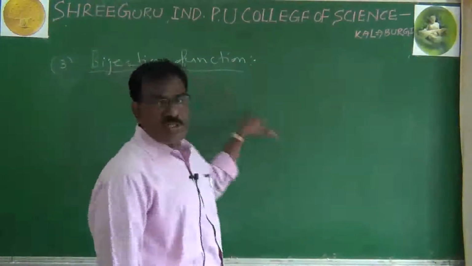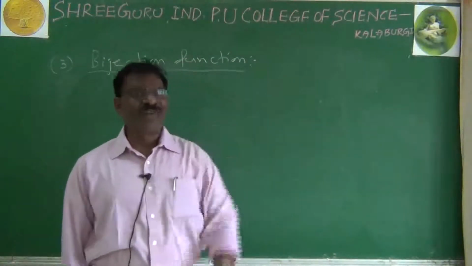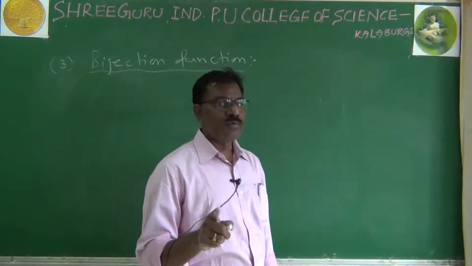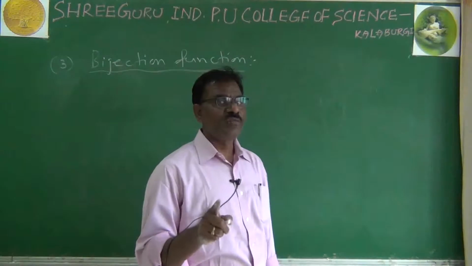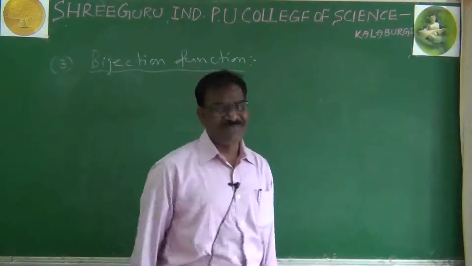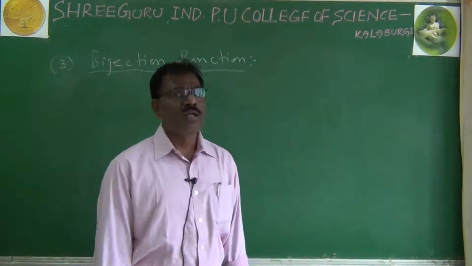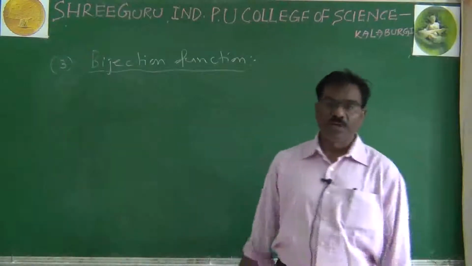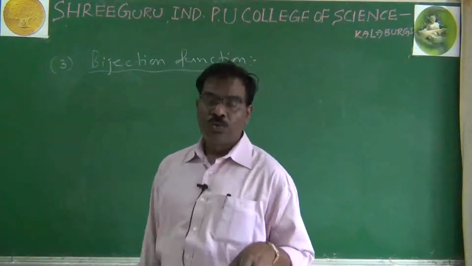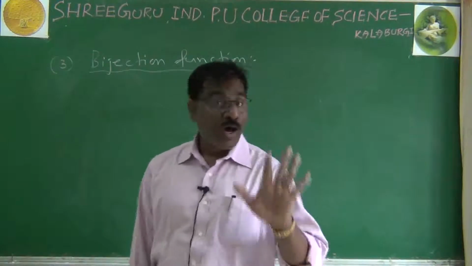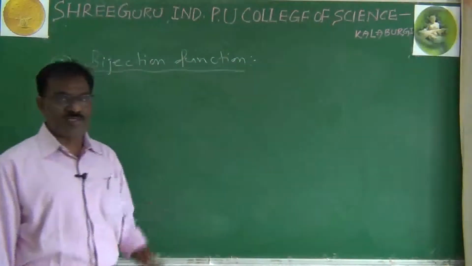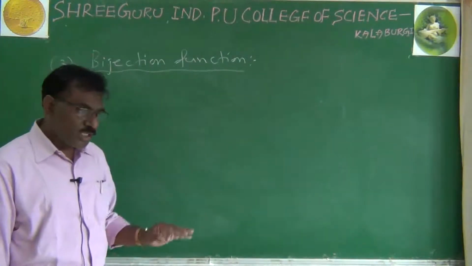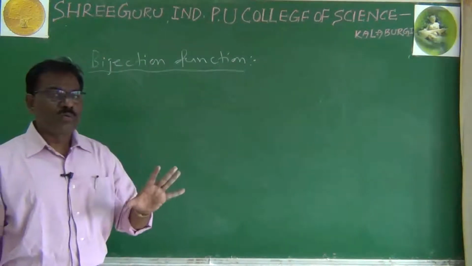This bijection function is always both one-one and onto. The function f from R to R is said to be bijective if and only if the function f is one-one as well as onto. Otherwise, it is simply both one-one and onto, and the function is called a bijection. This is very, very important. To prove that f is a bijection, we have to prove one-one and we have to prove onto. Both must be satisfied. Suppose one-one is satisfied but onto is not, then it is not a bijection. It must be both one-one and onto.